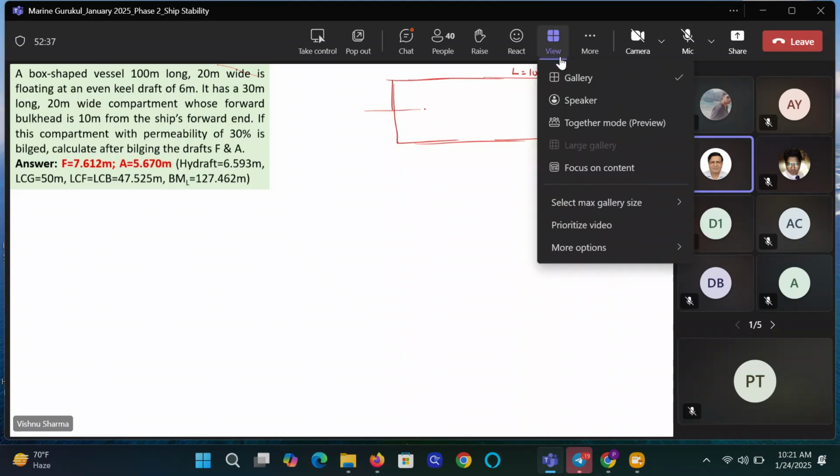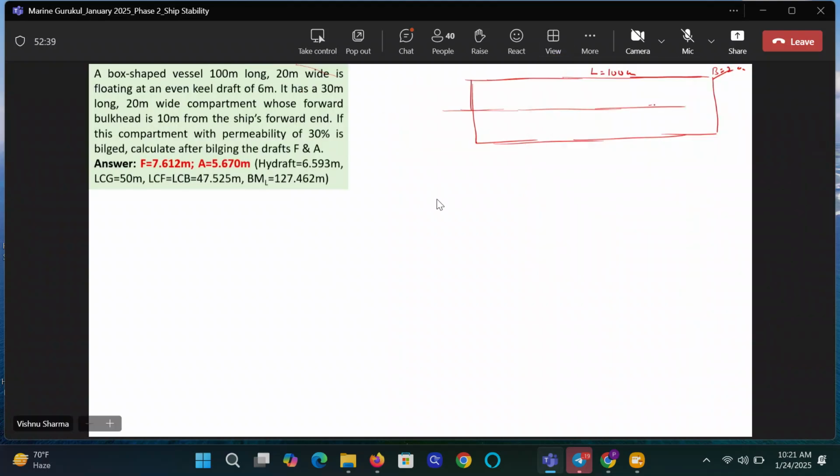20 meters. Floating at a water line of 6 meters. Let us say this is the forward end, this is the aft end. So you have a compartment somewhere here, length 30 meters, breadth 20 meters, and this distance is 10 meters from the forward end.